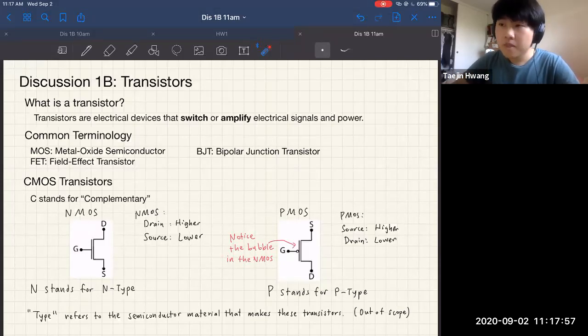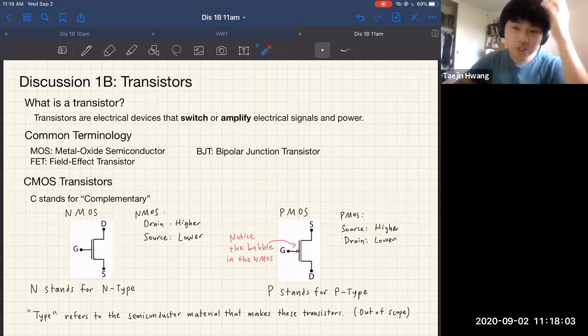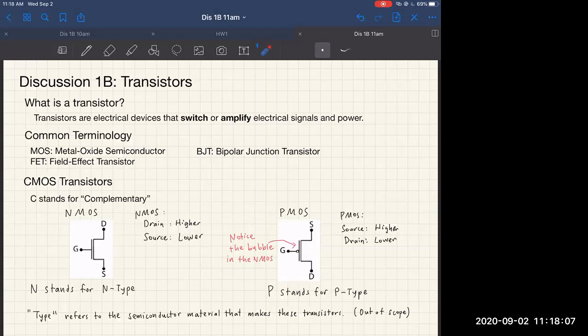So I think these are always things you just write on your cheat sheet, no matter what. You're always going to forget these. For what it's worth, I forgot it today. So, for the PMOS diagram, you've annotated that notice the bubble in the NMOS. Do you mean PMOS? Yep. Okay, thanks.